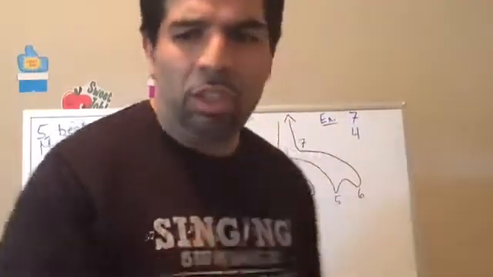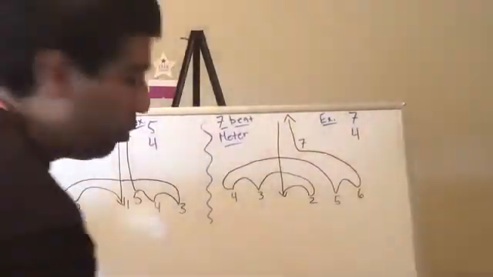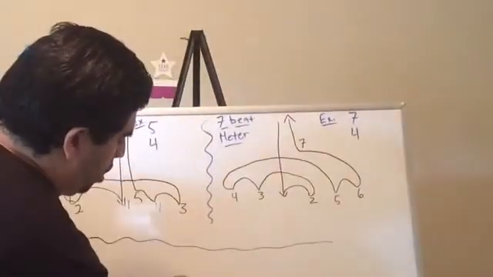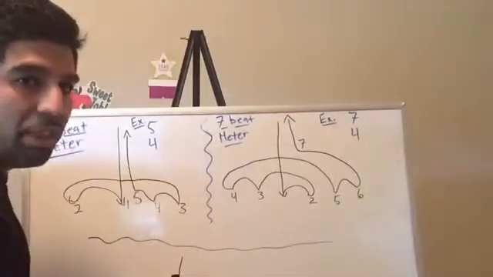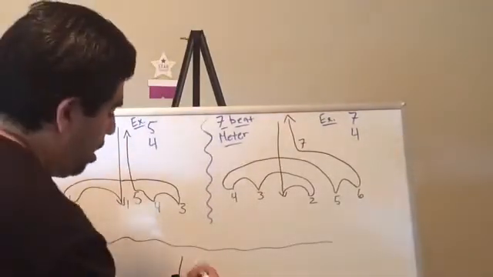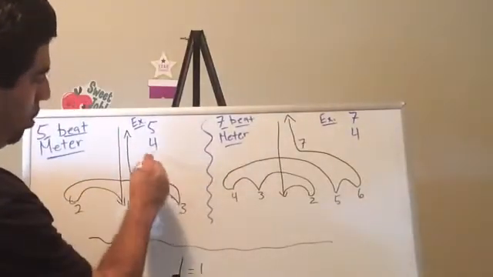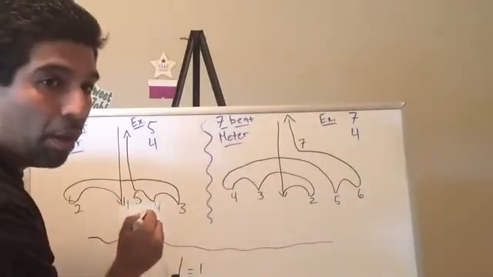Let me just write those so that we're clear, actually. So, quarter notes look like this. We've probably seen those before. That would equal 1 beat if the bottom number of a meter is a number 4.